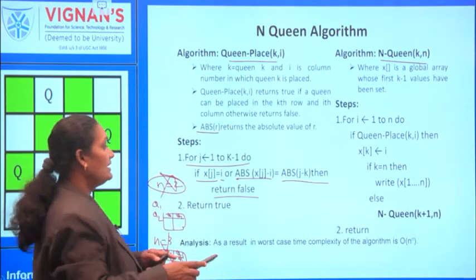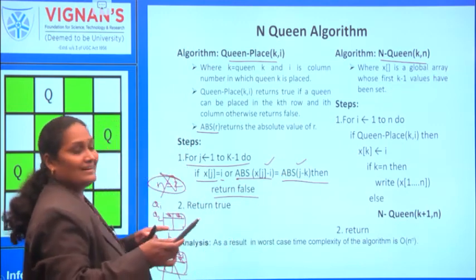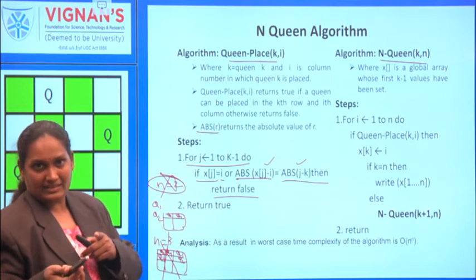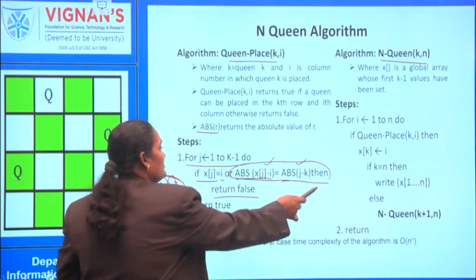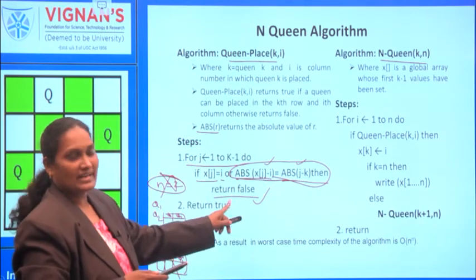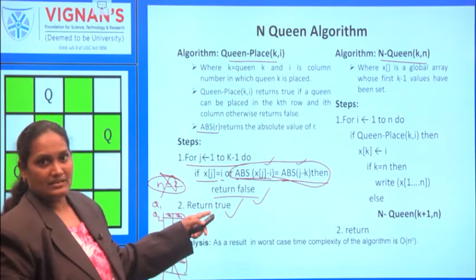That is, if two queens are present in the same column or the same diagonal, we are checking that here. If this condition is true, we return false. Otherwise, we return true.